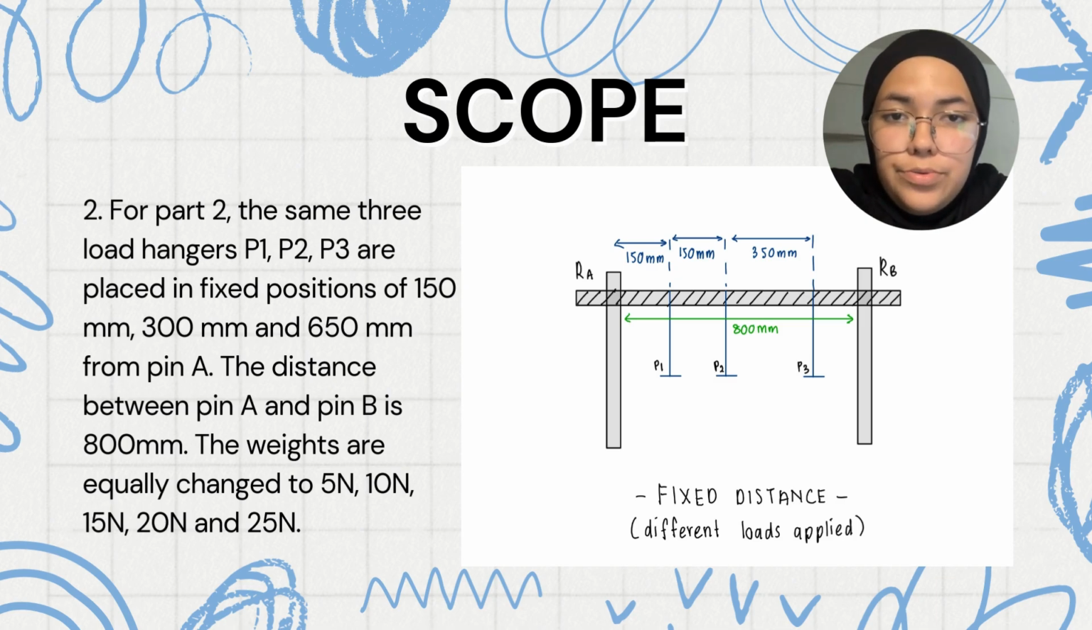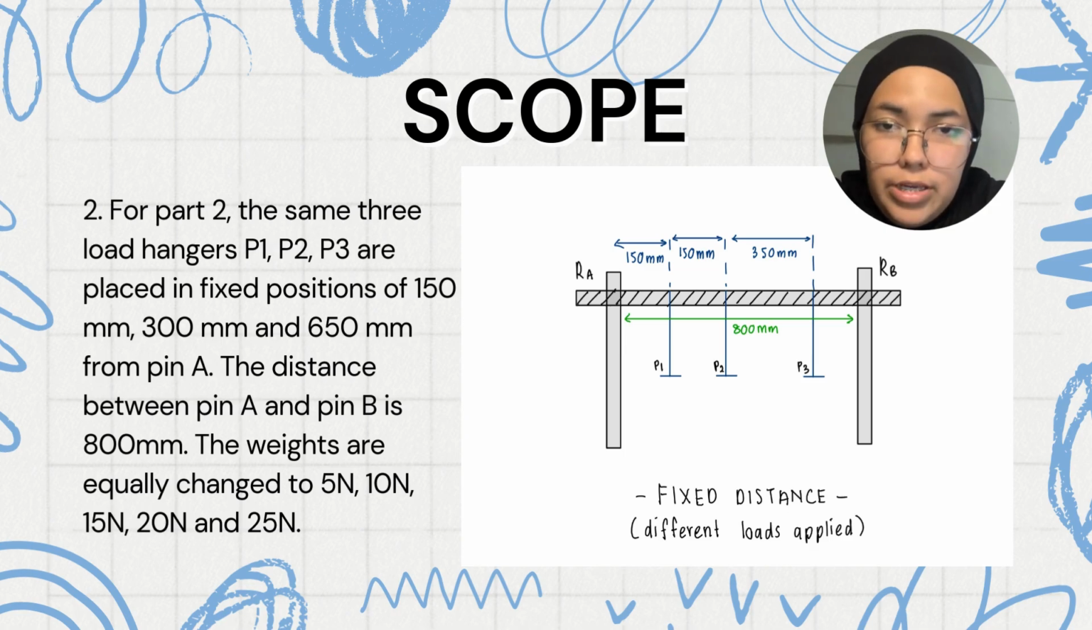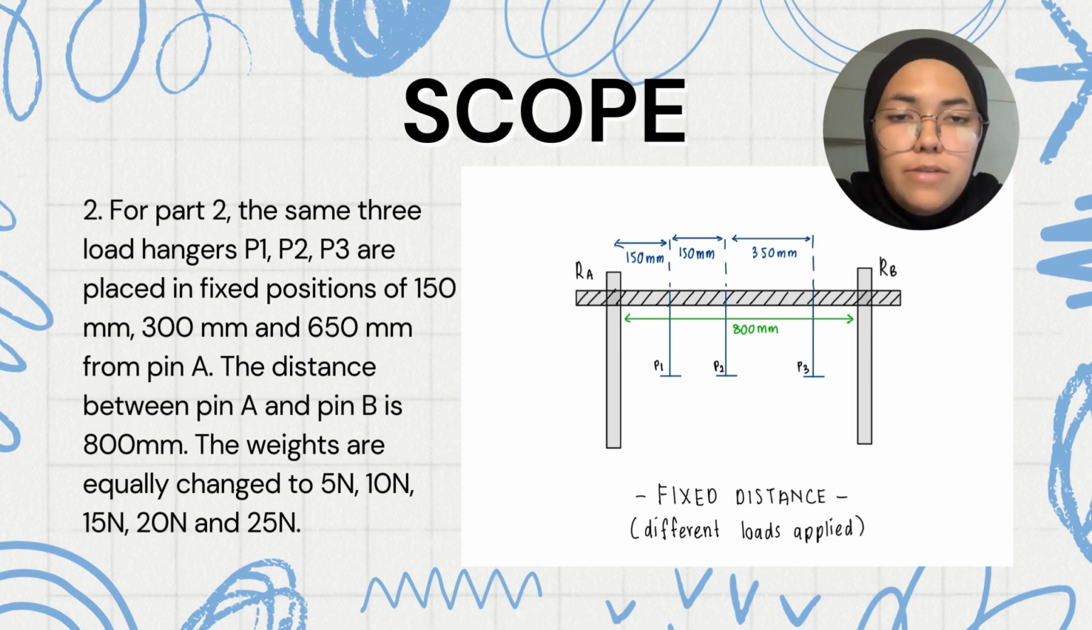For part 2, the same 3 load hangers will be used, which are P1, P2, and P3, placed in fixed positions of 150, 300, and 650 millimeters from pin A. The distance between pin A and pin B is 800 millimeters, and the weights used are 5, 10, 15, 20, and 25 Newton. When the experiment was held, the load will be placed one at a time.